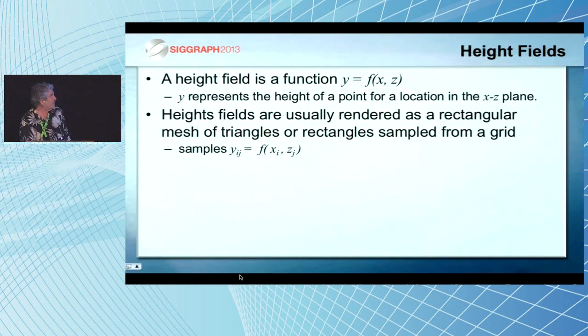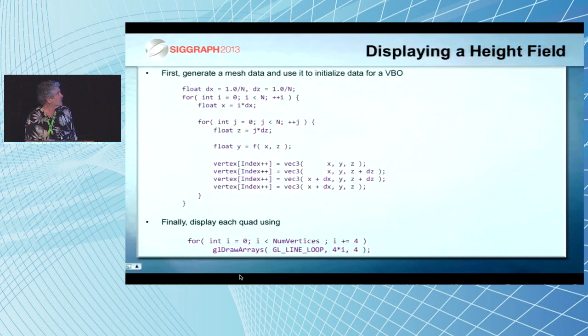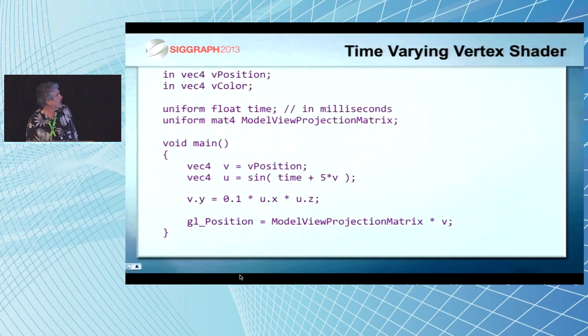Here's a little example of a height field where you want to display a function, and suppose you have a function where the heights, the y values, are given as a function of x and z. You can discretize that into an array of values of y for every x and z and display it as a surface. Here's a very simple little program that generates that mesh. What it does is it takes 4 adjacent points, makes 2 triangles out of it, or in this example makes just a line loop of four points, and now you can display it in time.